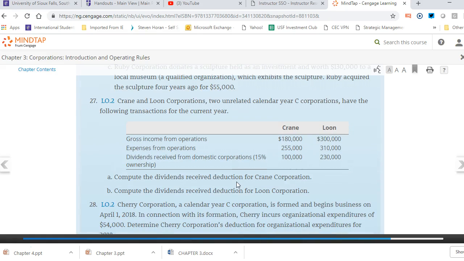Okay, the next one is 27, and this deals with Crane and Loon, two unrelated C corps, that had the following transactions: income, expenses, and then dividends received. It says compute the dividends received deduction for Crane and then for Loon. There are a couple of pages in the chapter that deal with what we call the DRD, dividends received deduction. Essentially, if you're a corporation and you own stock of another corporation, when you receive dividends, you're allowed to deduct a certain amount of those dividends from taxable income. The amount you are allowed to deduct depends totally on how much of that stock you own. So 19% or under is 15%, and they told us this was 15. The PowerPoint explains it also.